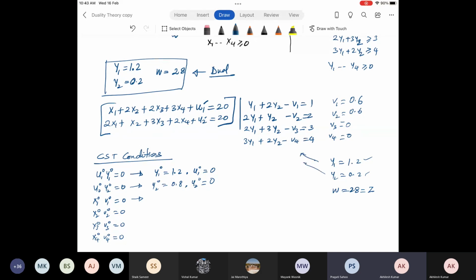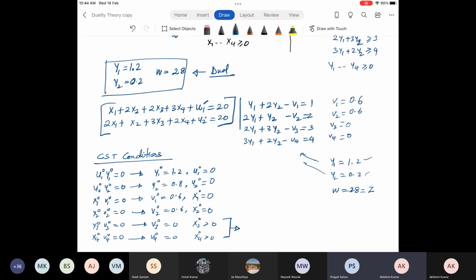Now in the third set of CS conditions, v1 is 0.6. What can I say about x1? 0. Similarly, v2 is 0.6, so x2 is also equal to 0. Good enough? Yes, sir. Let's come to v3 equals 0. So x3 should be greater than 0, it cannot be 0. And v4 is again equal to 0, so x4 is greater than 0. These two numbers should be greater than 0.